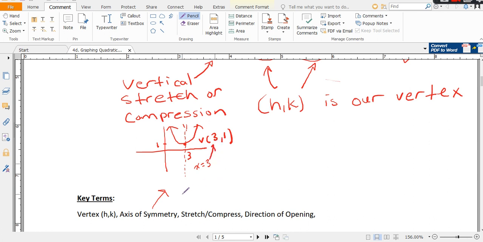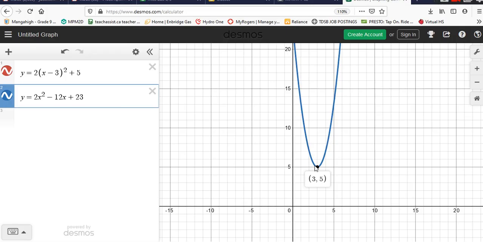Okay, which means our axis of symmetry is usually at x equals h. So in other words, whatever our x value is of our vertex. Okay. Now if I switch over to decimals for a quick second.